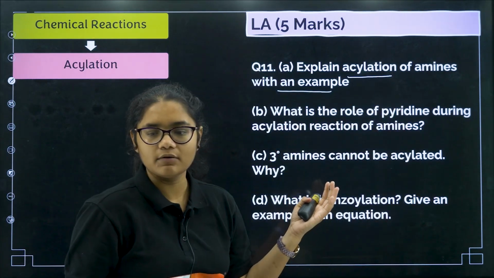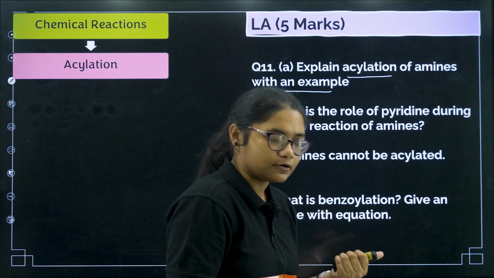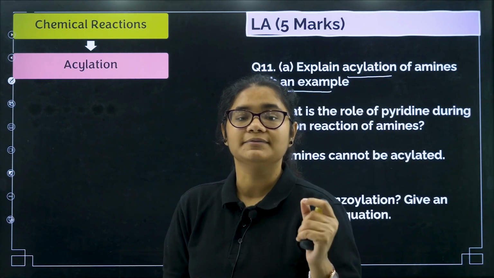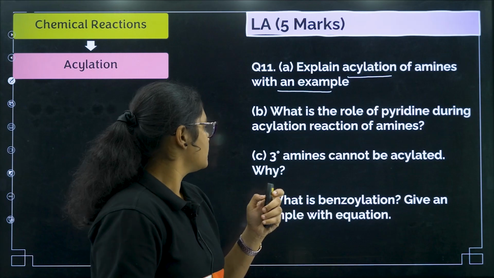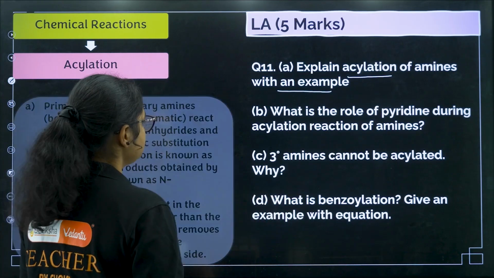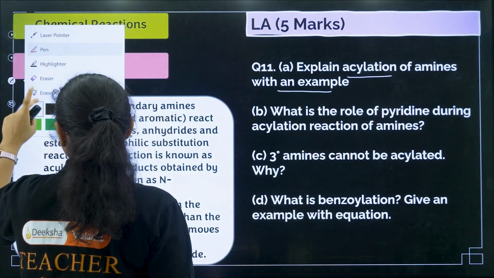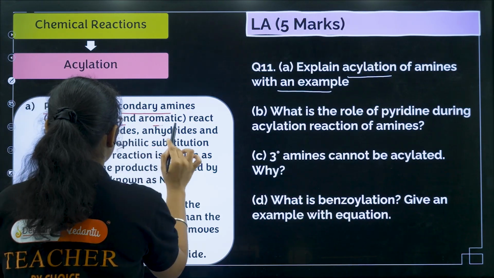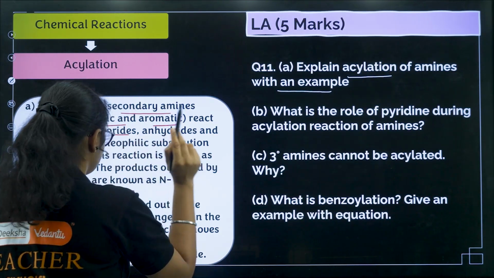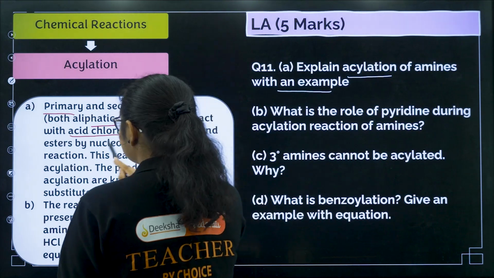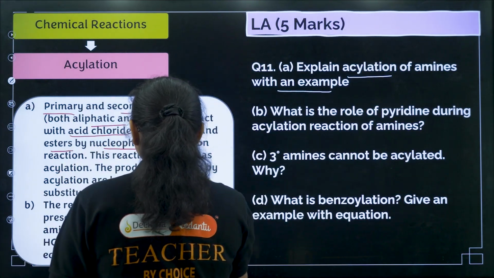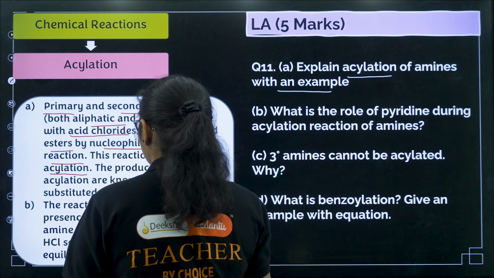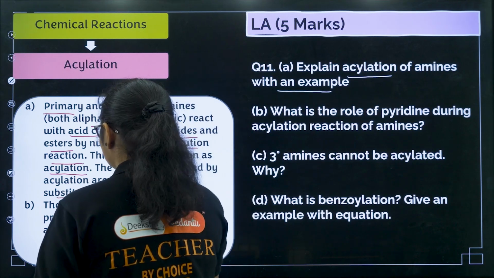So here you can write down: amines can react with acyl chlorides or acetic anhydrides to give you substituted amides. Okay, so you can see here. Primary and secondary amines, both aliphatic and aromatic, react with acid chlorides or anhydrides and esters by nucleophilic substitution reaction. This reaction is known as acylation and the products obtained are N-substituted amides.